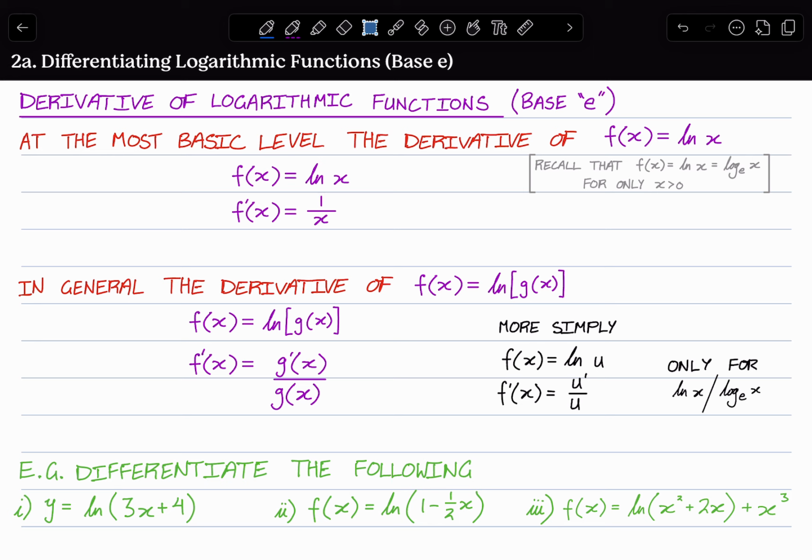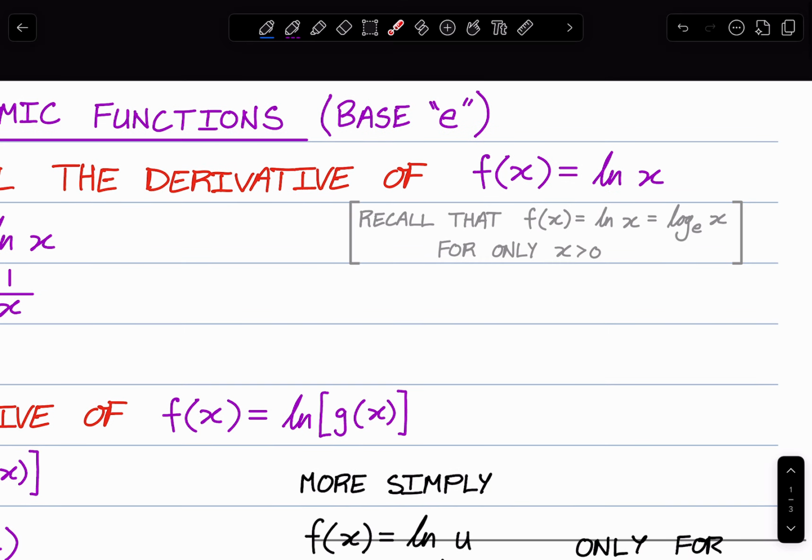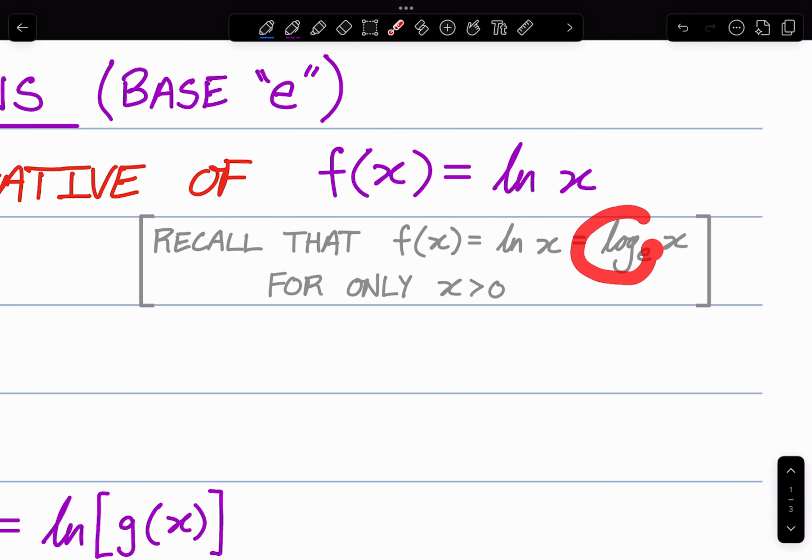Hello class, this is a video tutorial on the derivative of the logarithmic function. And now we're going to be very precise in this one. We are looking at the logarithmic function log base e only.